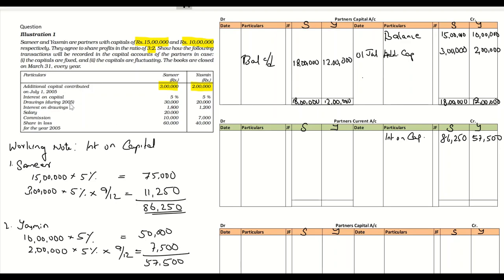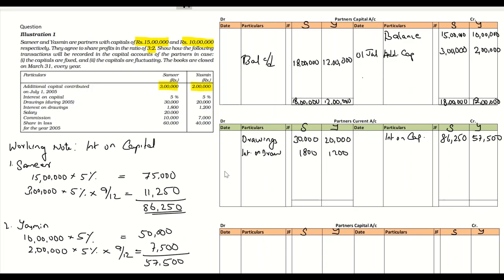Now the next thing is drawings during 2005, the complete drawings. So we have to mention drawings, it is 30,000 and 20,000. Interest on drawings, this will also decrease the capital. So interest on drawings is 1,800 and 1,200.